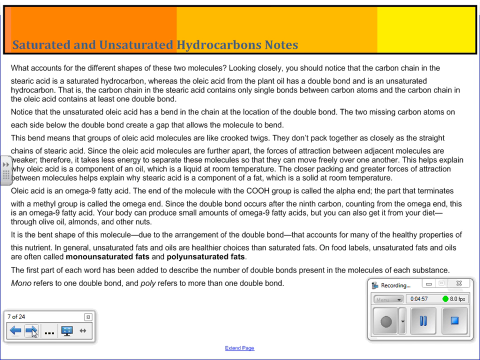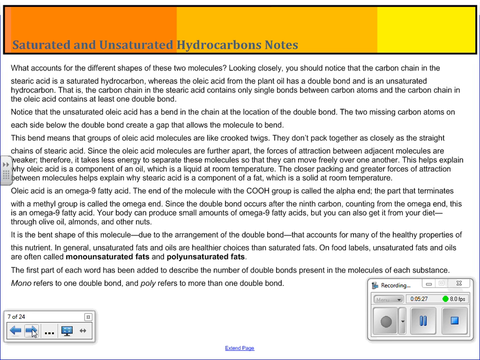So what accounts for the different shapes of the two molecules? Looking closely, you should notice that the carbon chain in the stearic acid is a saturated hydrocarbon, whereas the oxalic acid from the plant oil has a double bond and is an unsaturated hydrocarbon. That is, the carbon chain in the stearic acid contains only single bonds between carbon atoms, and the carbon chain in the oxalic acid contains at least one double bond.